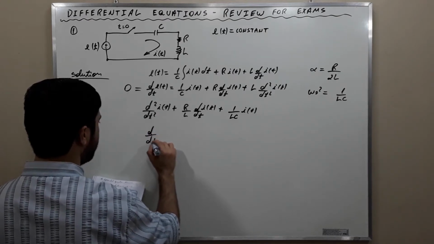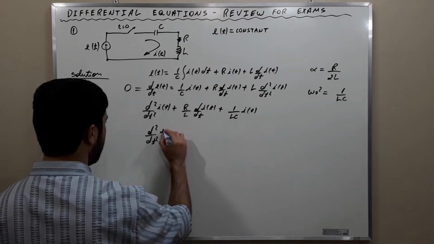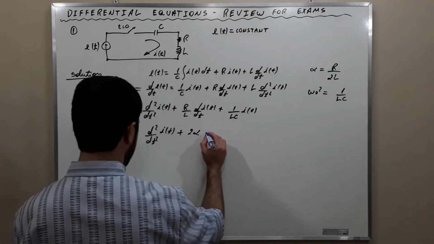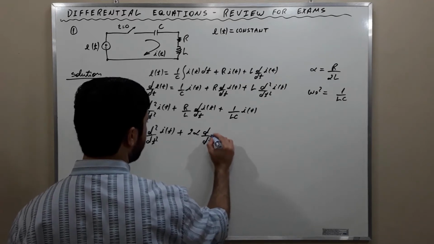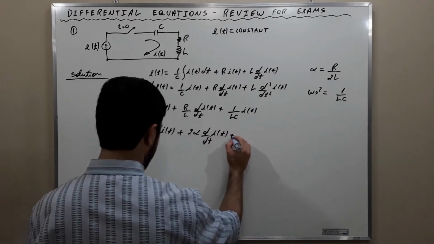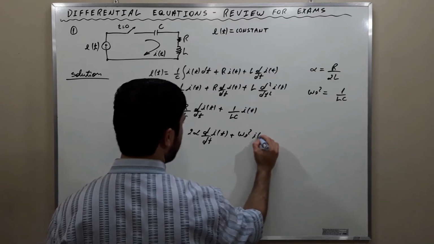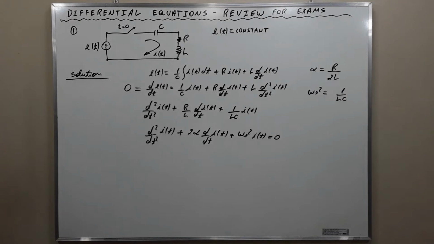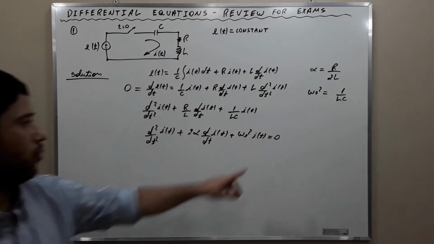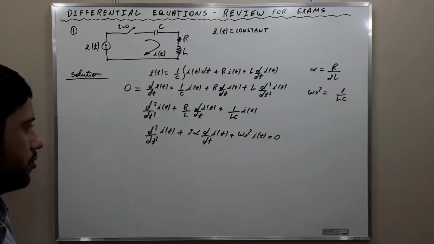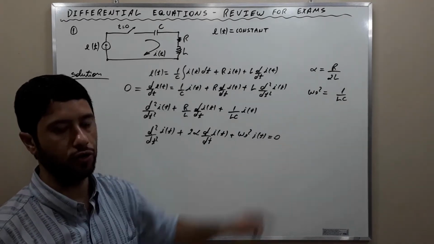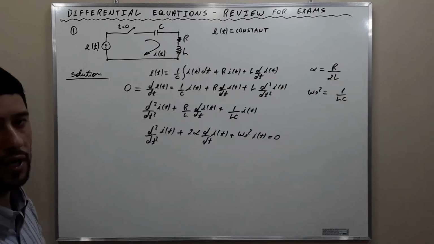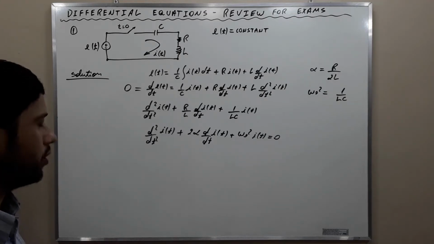the second derivative with respect to time of i of t plus 2 times alpha times the derivative with respect to time of i of t plus w0 squared times i of t equal to 0. This is a homogeneous differential equation when the forcing term is equal to 0. It has no particular solution. It has only the homogeneous solution. And to obtain the homogeneous solution, we do the following.